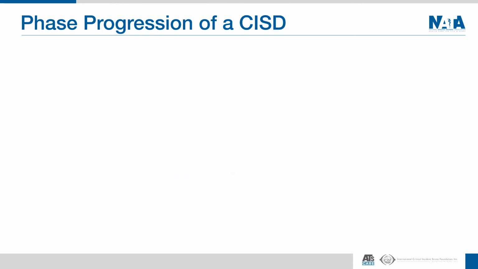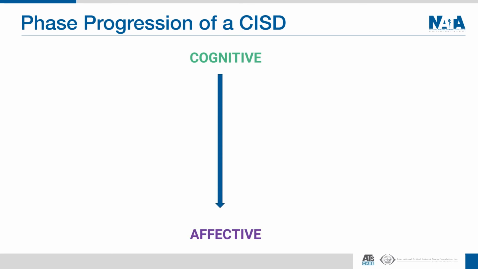During a critical incident stress debriefing, the team takes the individuals through a series of events, or what we call a progression, to help the individuals process what they've been through. We start in the cognitive area with information and facts. We then progress into the affective area where we talk about reactions and feelings and response to the critical incident, because remember, we're focused on the response. That's what we're there for.